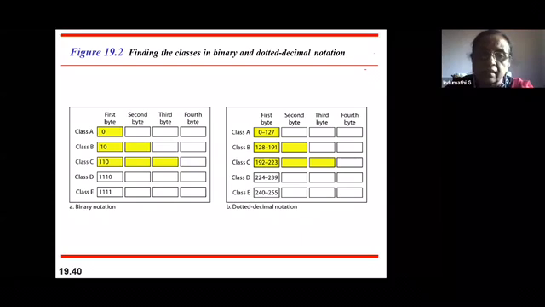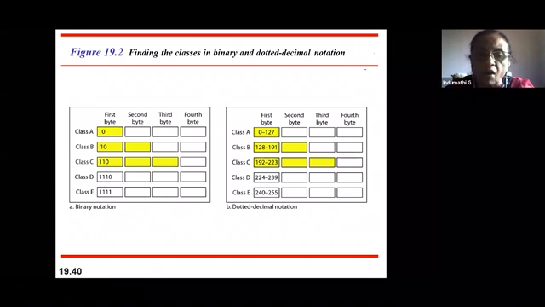In the first byte, if the first bit is 0, then in binary notation it indicates a class A address. If the first two bits are 10, it is class B. If the first three bits are 110, it is class C. If the first four bits are 1110, it is class D. If all four bits are ones, it is class E. That is how you can identify classful addresses using binary notation.